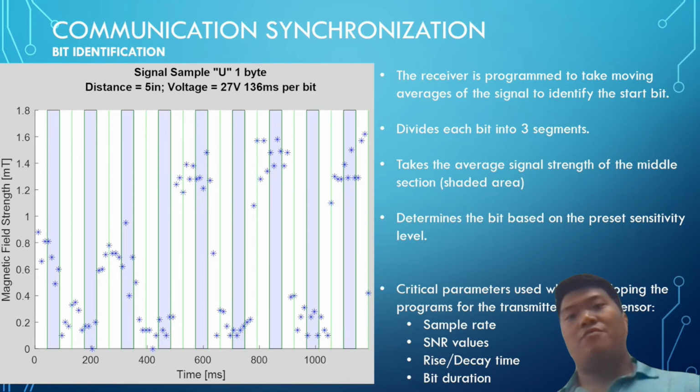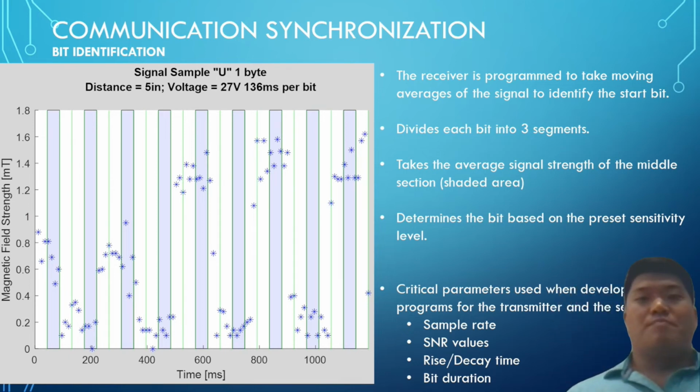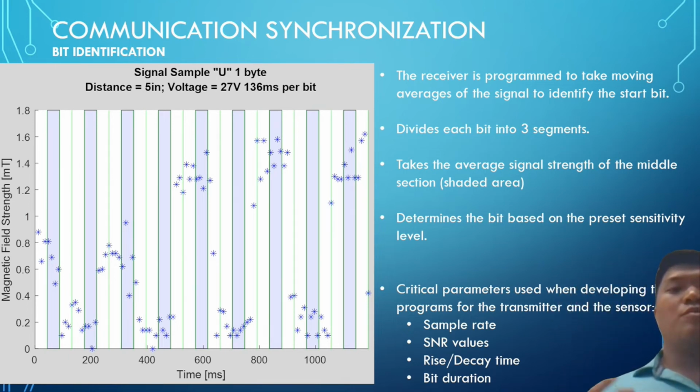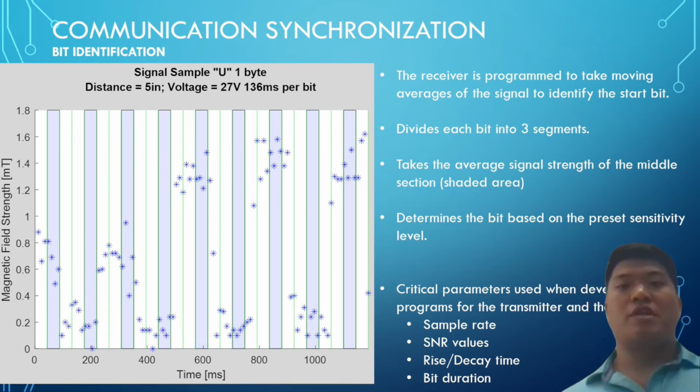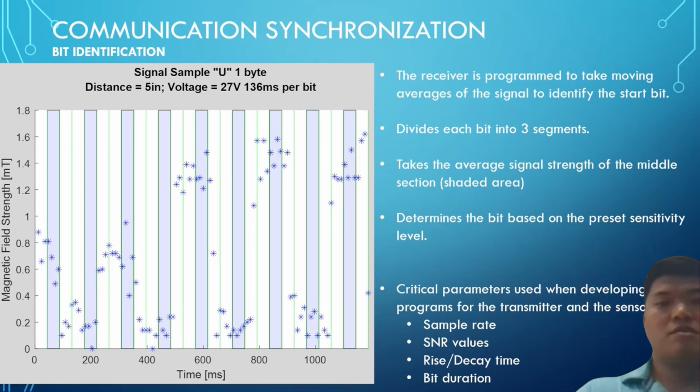And then based on that average from that middle segment, if it's above the preset sensitivity level, it'll return a 1, and if it's below, it'll be a 0. And all the parameters I gathered from my signal analysis and then bit duration were used to write this program.